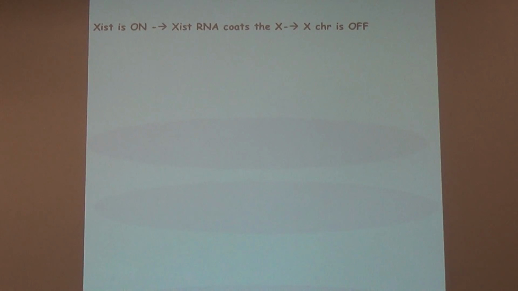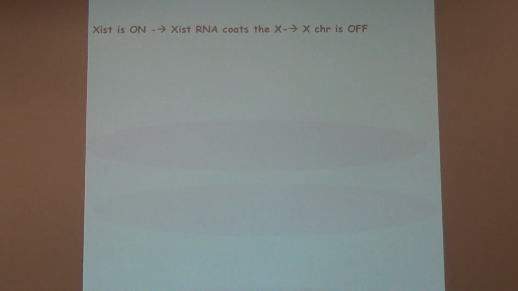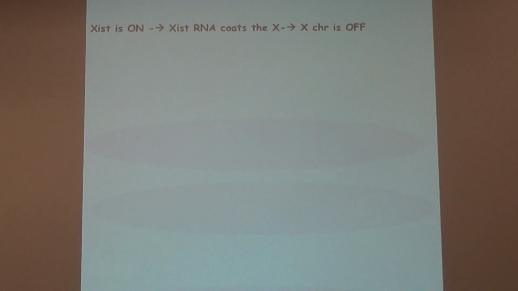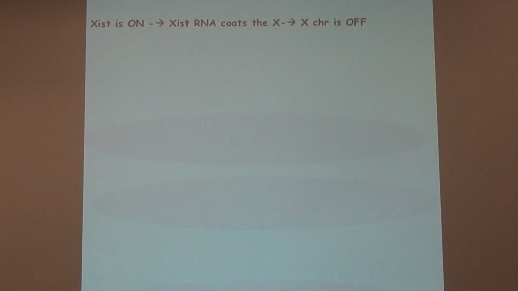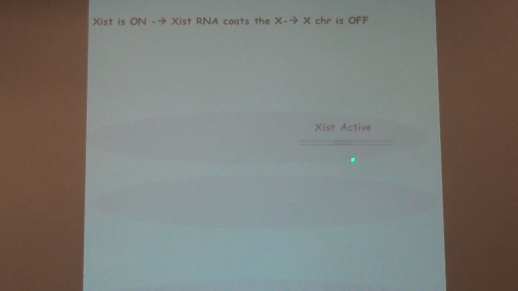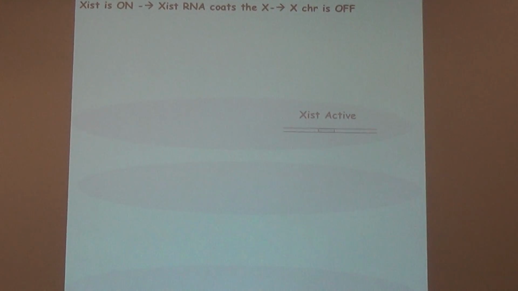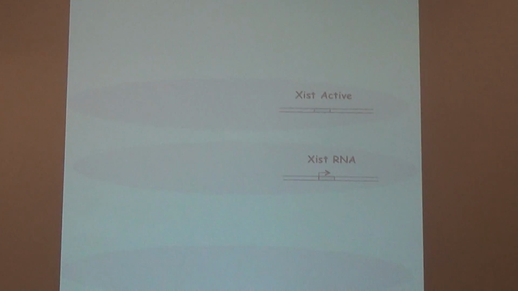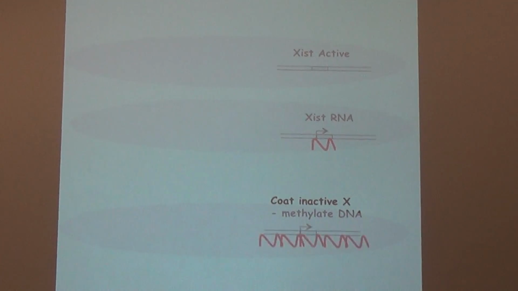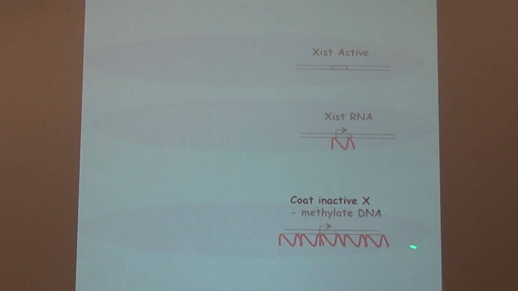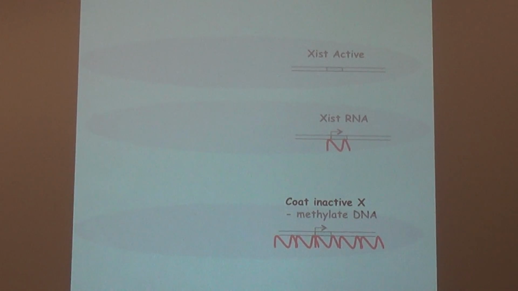This RNA is made from a gene on the X chromosome, or from a locus on the X chromosome, and it actually coats the entire X chromosome, the RNA. It binds to the DNA and the chromatin on the X chromosome, and this leads to the inactivation of the X chromosome. So here is the X chromosome, here is the gene XIST. It's active in this chromosome. It makes an RNA, and that coats the entire chromosome from which it was made.